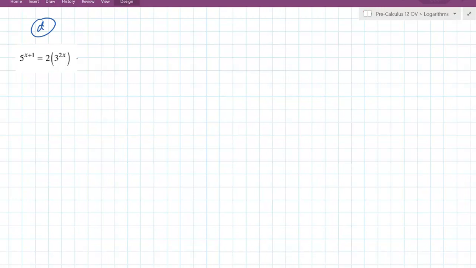using logarithms. So here, this is how you actually use the logarithmic laws as a function to help you solve. When I say function, I mean as an operation, an algebraic operation. So in this case, this is what you would do. You would take the log of both sides. Simple as that. So we say log of 5 to the x plus 1 equals the log of 2 times 3 to the x.